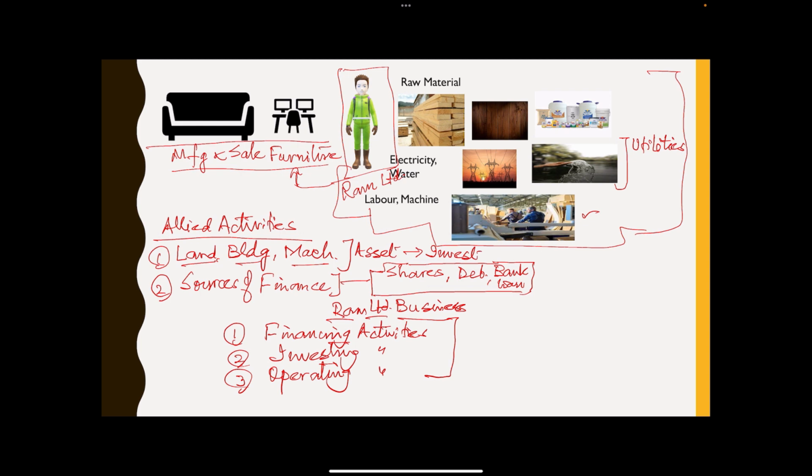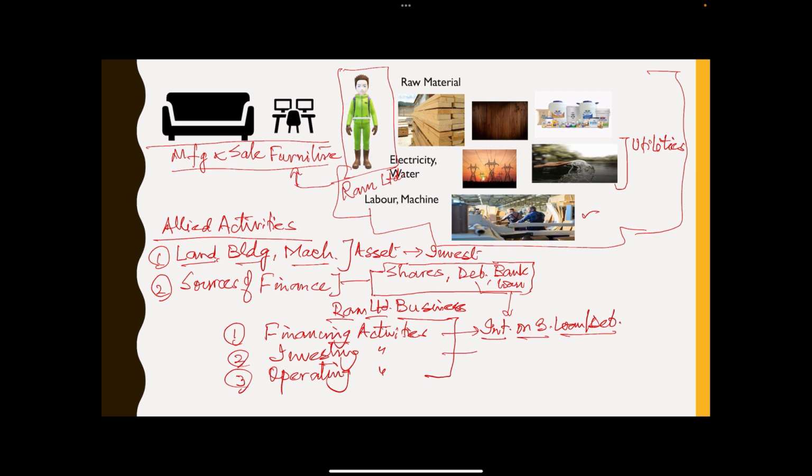Let's say there are financing activities. Ram has taken a bank loan or has issued debentures. So what will he pay? He will pay interest on the bank loan and debentures. These are financing activities. All these expenses will be adjusted from the profit and categorized under financing activities.